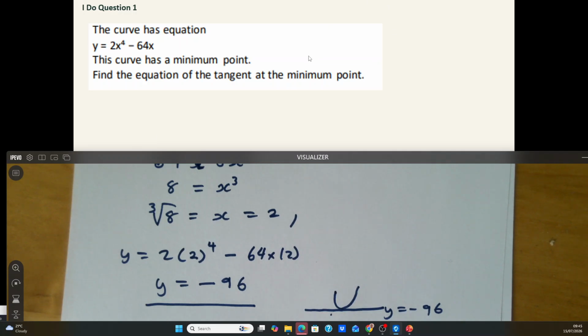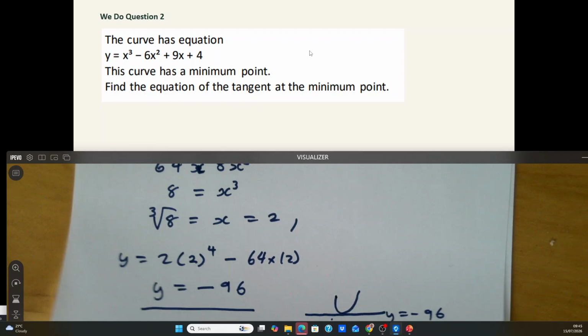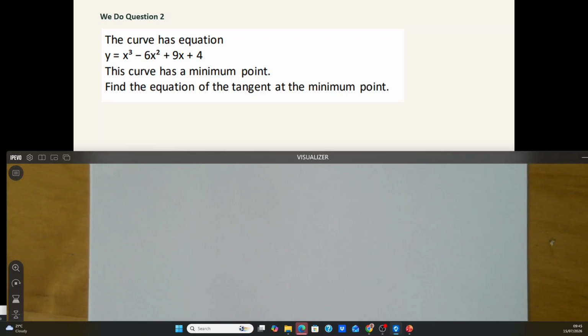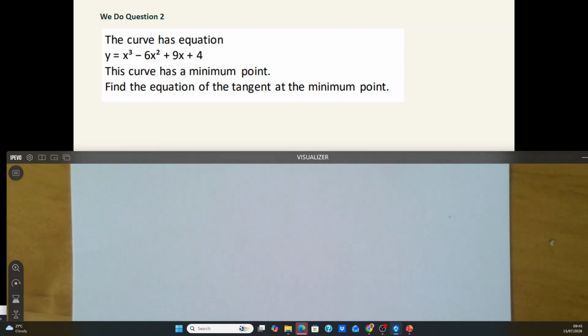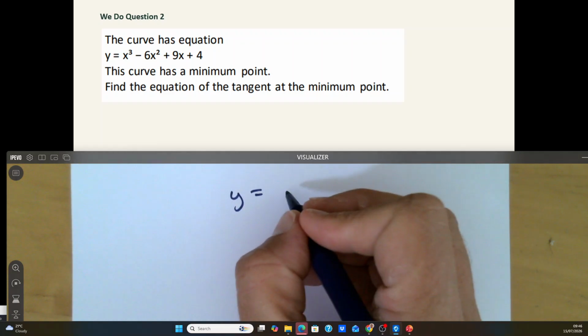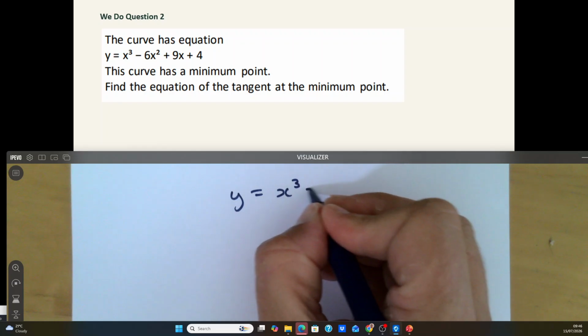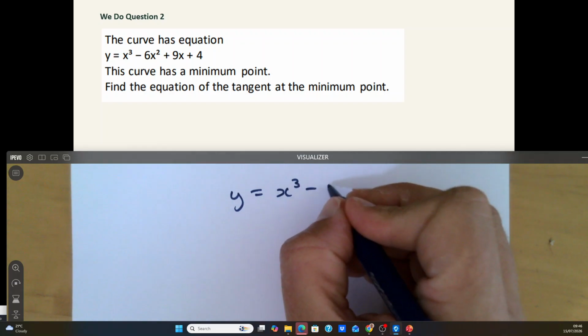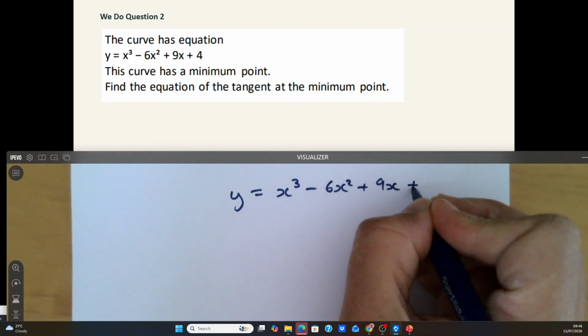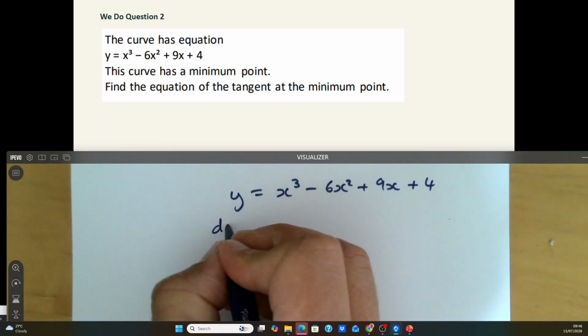Next question together. Right, the curve has an equation. It has a minimum point. So how do we find the x coordinates and the minimum point? What do you have to do? That's right, you have to differentiate it. So write it down. Differentiate it.